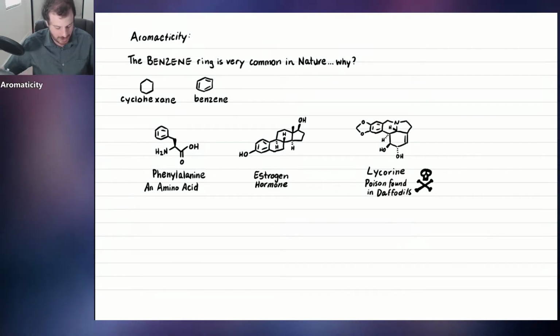So for example, phenylalanine is one of the 20 amino acids in your body. And sure enough, there's a benzene ring. An amino acid is a building block that's used to make proteins. So if it wasn't for the benzene ring in phenylalanine, well, you would be not so happy.